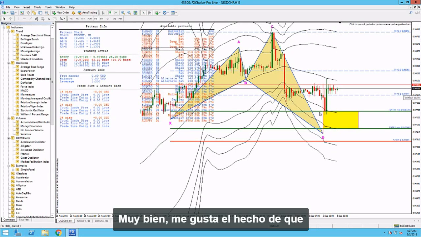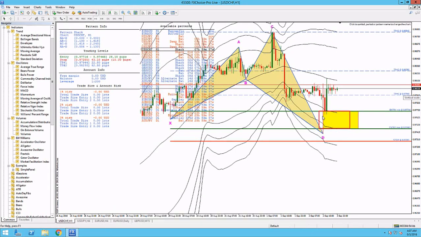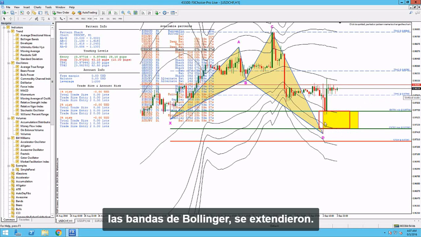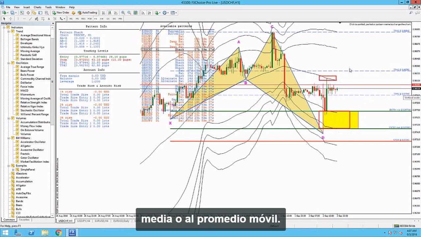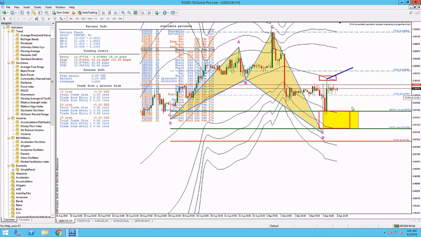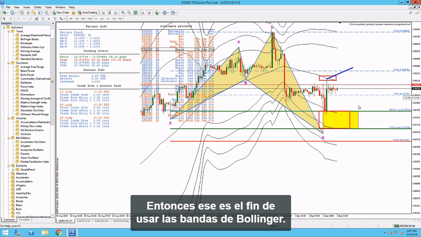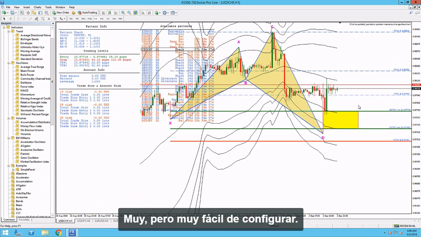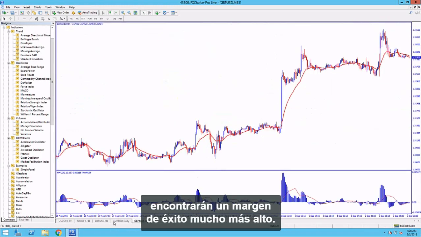All right. I like the fact that the entry points are within the Bollinger Bands. They extended, and as you can see, it tested back to the mean or the moving average. So that's the intention of using Bollinger Bands. Very, very easy to set up. Just watch the video again, and using them this way rather than the standard way, you'll find a lot higher of a success ratio.